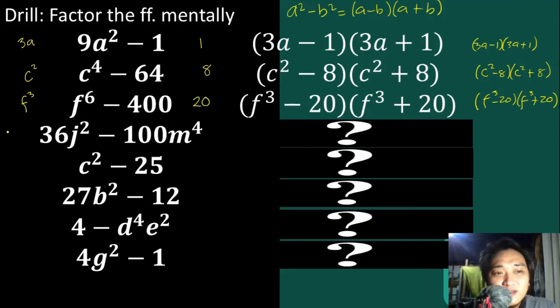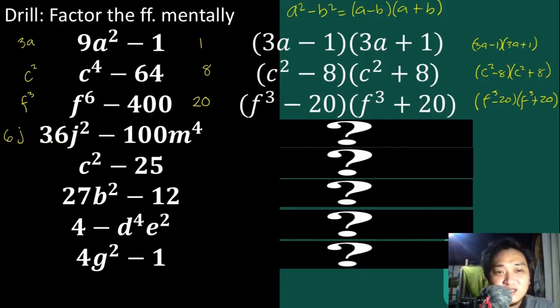Again, the square root of 36 is 6. The square root of j squared, again, 2, i-divide mo lang sa 2 yan. 2 divided by 2 is 1. So, square root ni j squared is j. 1 na lang kasi yan eh. No need to write 1.